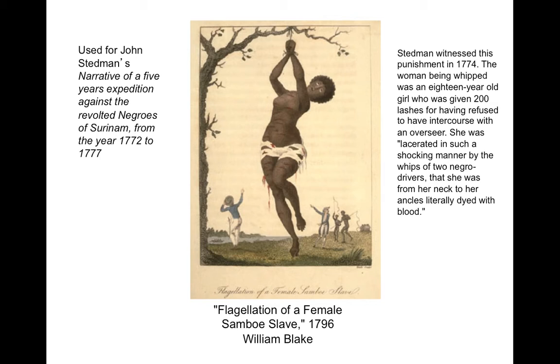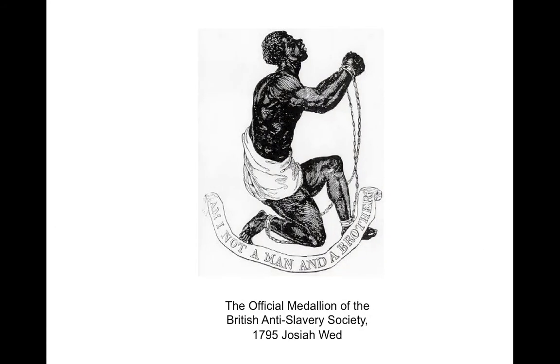So John Stedman created this series of engravings and then put them in a narrative of a five years' expedition against the revolted Negroes of Suriname, from the year 1772 to 1777. This actually helped abolish the slave trade and slavery itself. This is the official medallion of the British Anti-Slavery Society, 1795, by Josiah Wedgwood. "Am I not a man and a brother?"